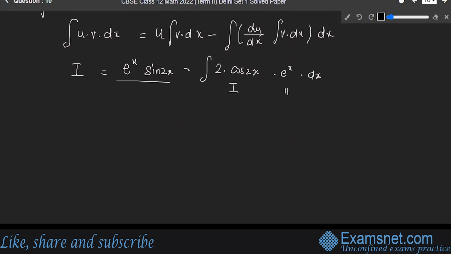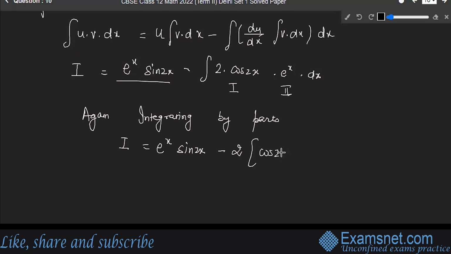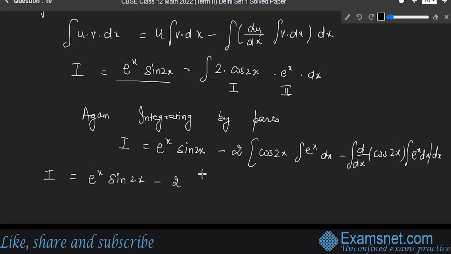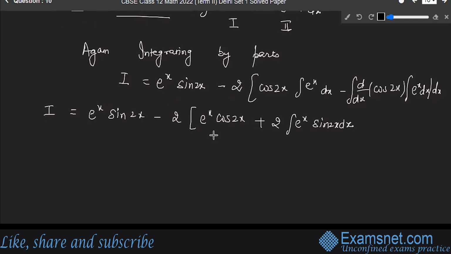Now, let's say over here, this is the first and this is the second function. Now, again integrating by parts, you have I is equal to e raised to power x sine 2x minus 2 cos 2x integral of e raised to power x dx minus integral of derivative of cos 2x integral of e raised to power x dx dx. Correct? So this I is equal to e raised to power x sine 2x minus 2 e raised to power x cos 2x plus 2 integral of e raised to power x sine 2x dx.